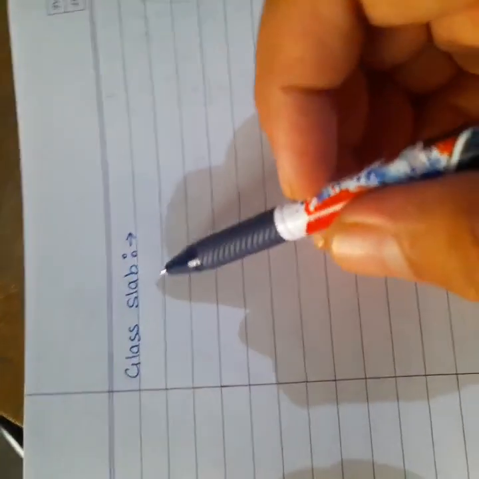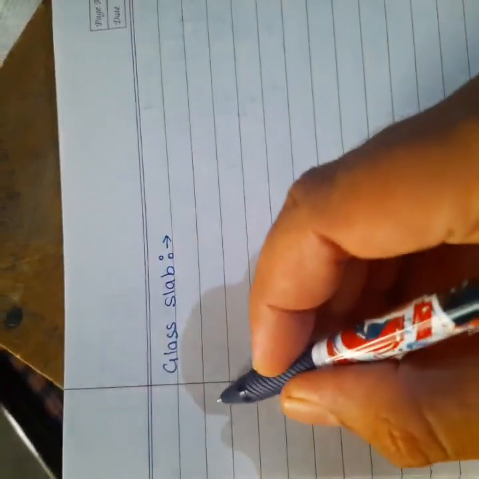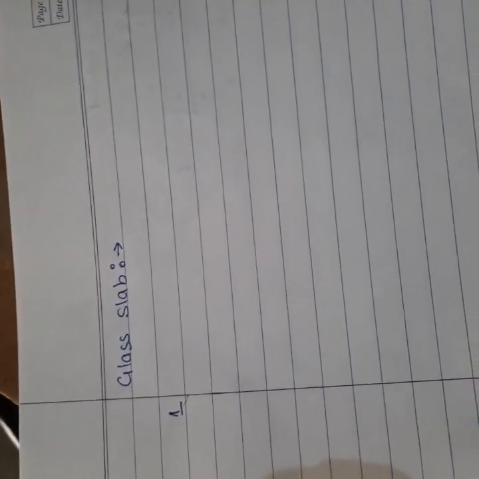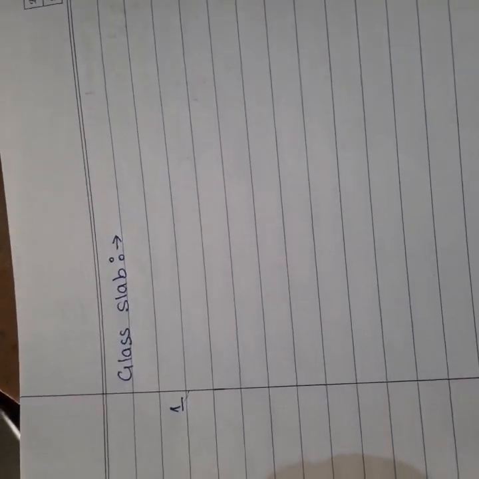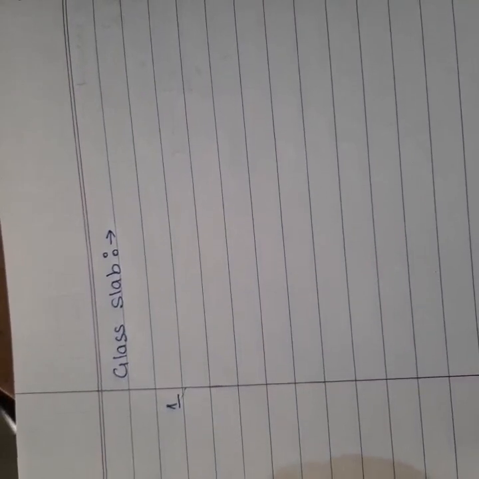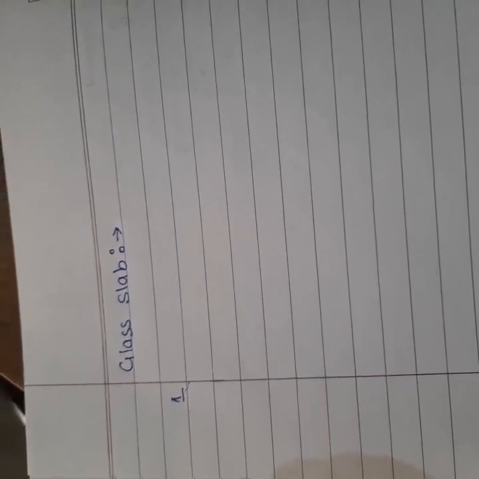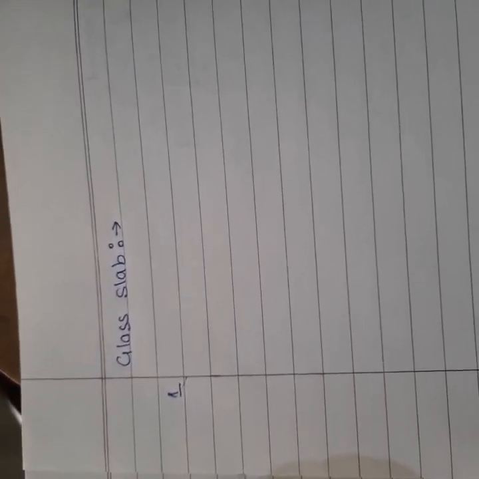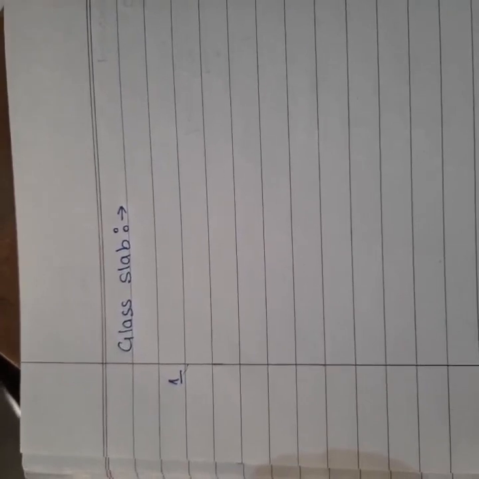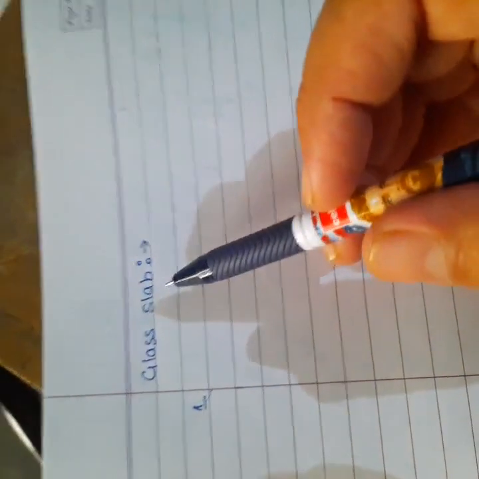Before starting the glass slab condition, I'm discussing some basic terms related to the refraction of light. One point is, when light travels from rarer to denser medium, it will bend towards the normal. Second point, when light travels from denser to rarer medium, it will move away from the normal. This bending concept, moving away from the normal concept, comes due to the speed of light only. Sometimes the speed of light will decrease, sometimes it will increase. Due to this we are getting refraction in the light. Now I will discuss the glass slab.